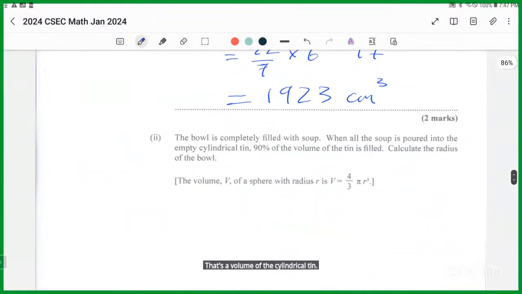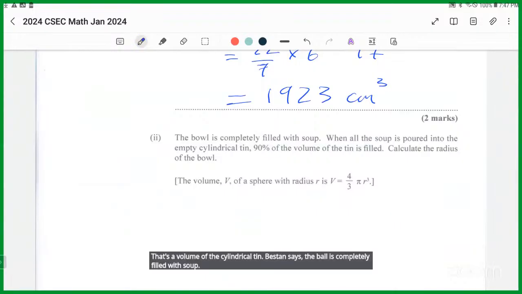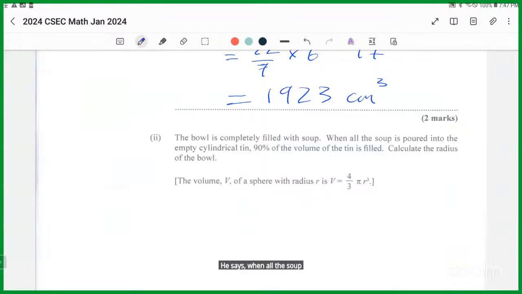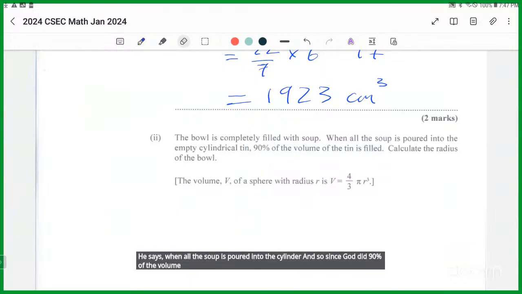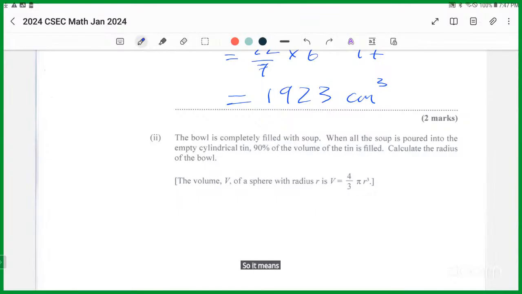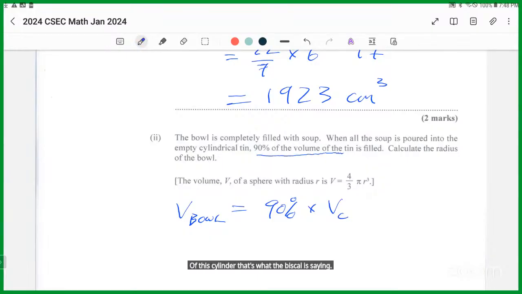Question says, the bowl is completely filled with soup. It says when all the soup is poured into the cylindrical tin, 90% of the volume of the tin is filled. So it means that the volume of the bowl is 90% of the volume of the tin. That's what it means. Let's write it out. The volume of the bowl is 90% of the volume of the tin, of the cylinder. That's what they basically say. 90% of the volume of the tin is filled.